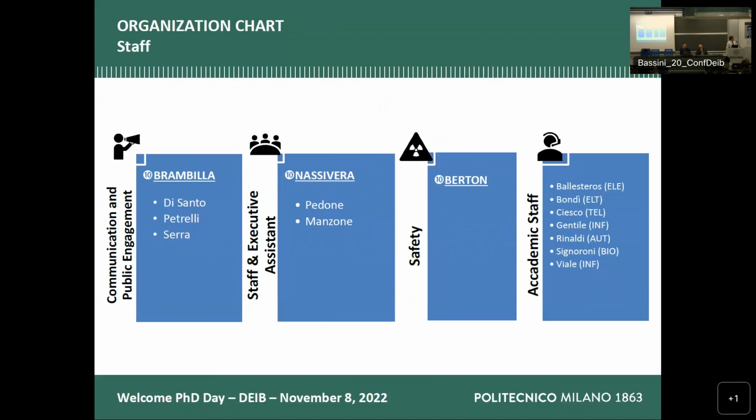As I told before, these are the units in staff to the department manager. We have communication and public engagement, a unit related to staff and executive assistant, a unit related to safety, and also academic staff. The academic staff is a person that works for the research area, because as told before by the chair of the department, we are divided into research areas inside the department.